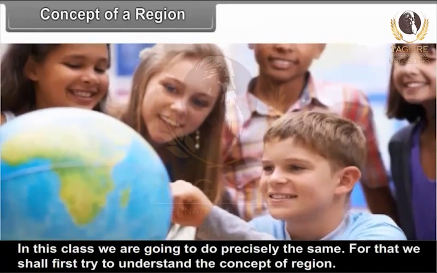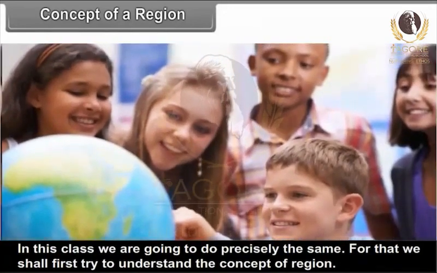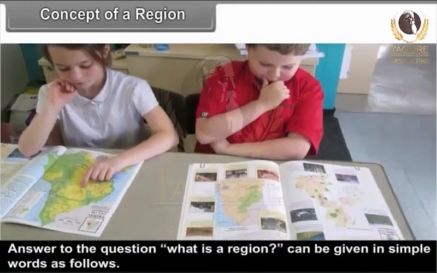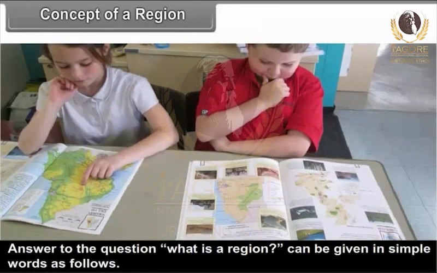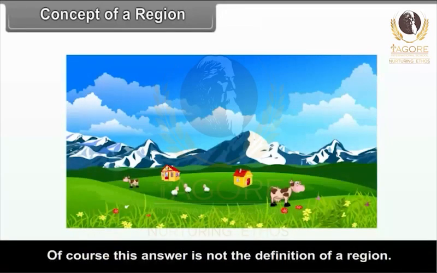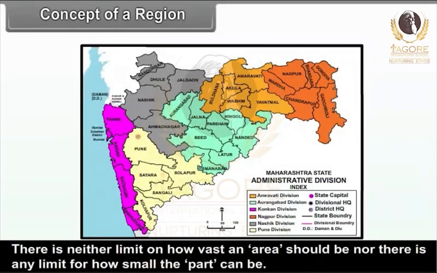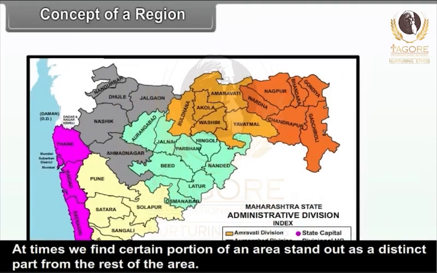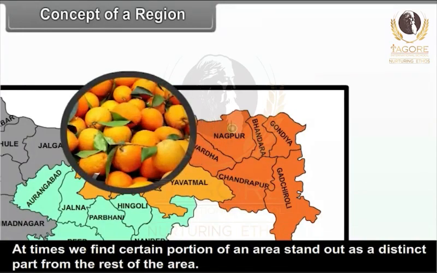For that, we shall first try to understand the concept of region. The answer to the question, what is region, can be given in simple words as follows. It is a small portion of a vast area. Of course, this answer is not the definition of a region. There is neither any limit on how vast an area should be, nor any limit on how small the part can be. At times, we find a certain portion of an area stands out as a distinct part from the rest of the area.